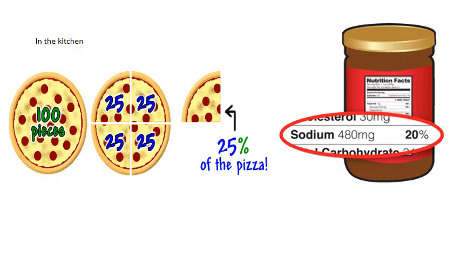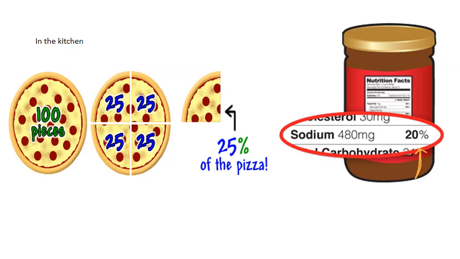Okay, so here's some real life examples. These are in the kitchen, chopping up a pizza. If you have 100 pieces of the pizza and this is 25 of them and that's 25 of them and 25 more and 25 more, you can say that there's 25% of the pizza. Nobody would cut their pizza into 100 pieces, so probably a bad example. A better example is when you read a label, you're going to see percentages all over the place.